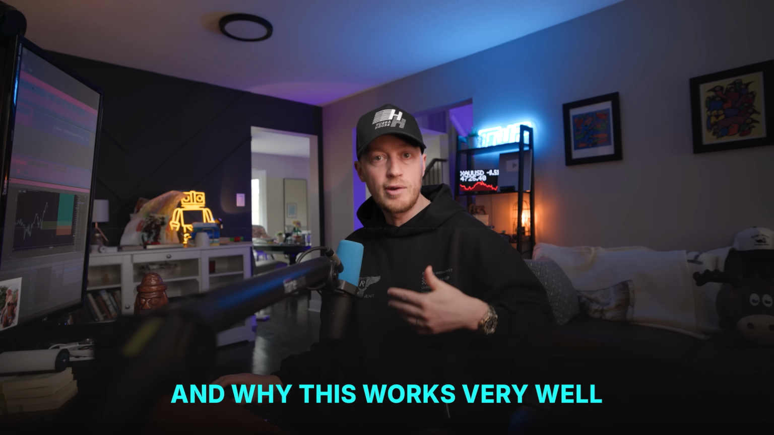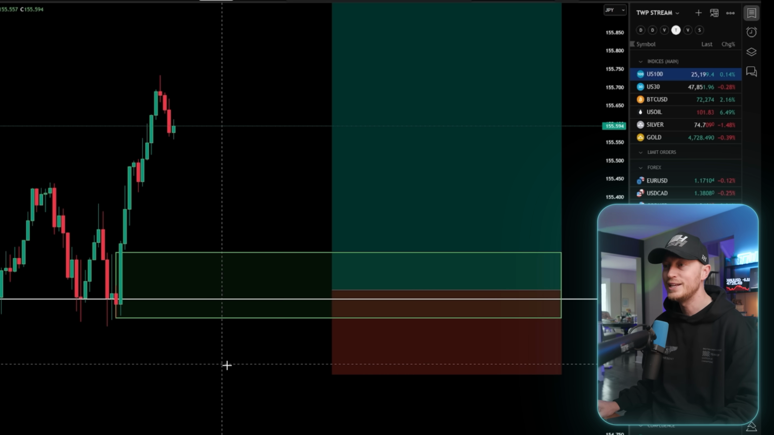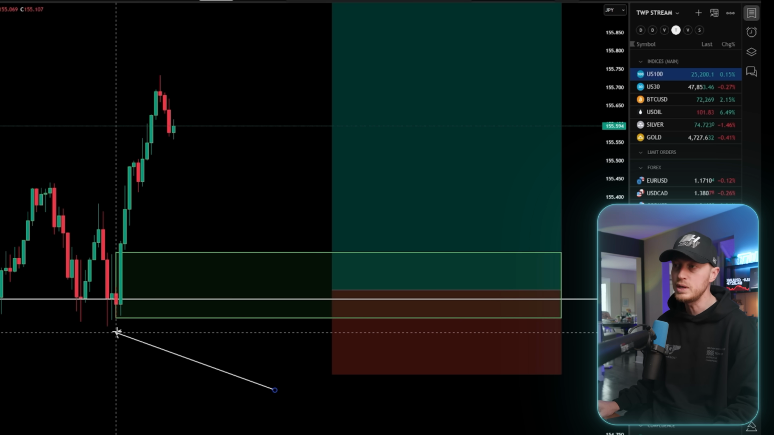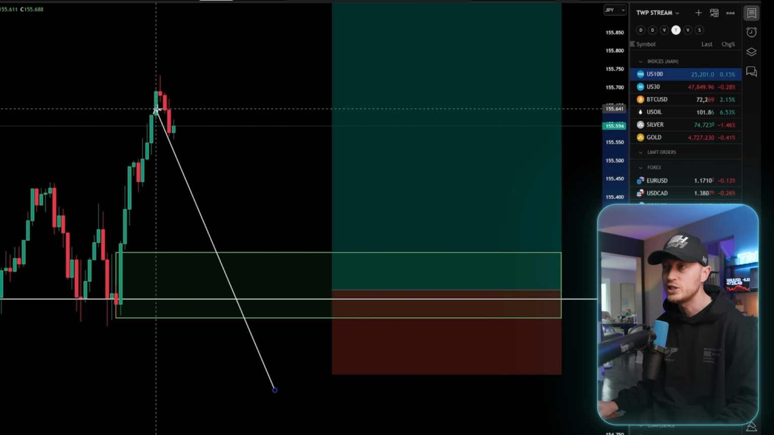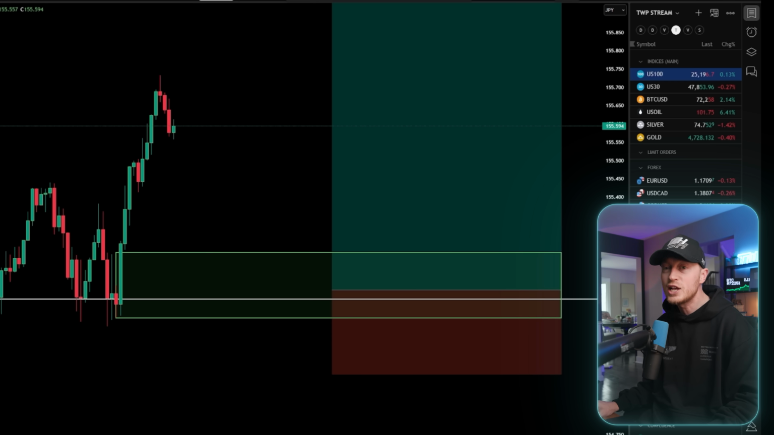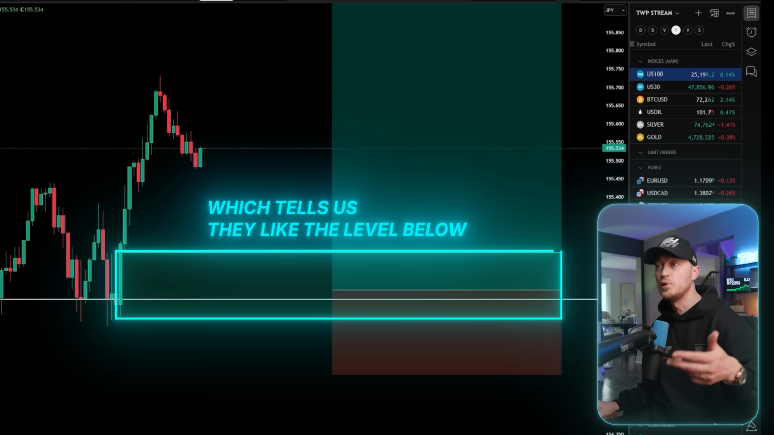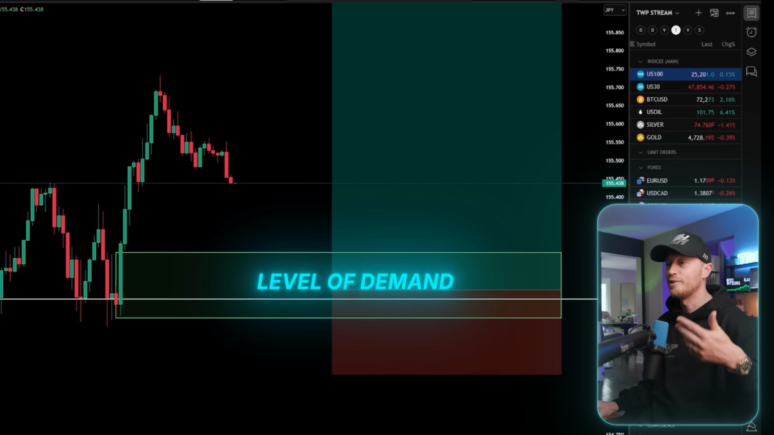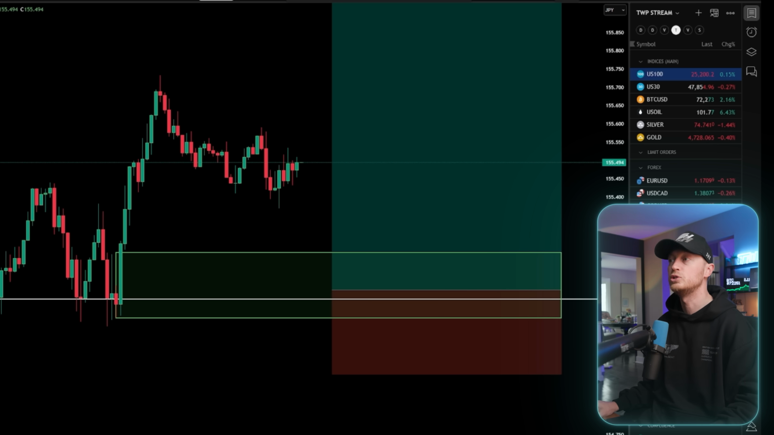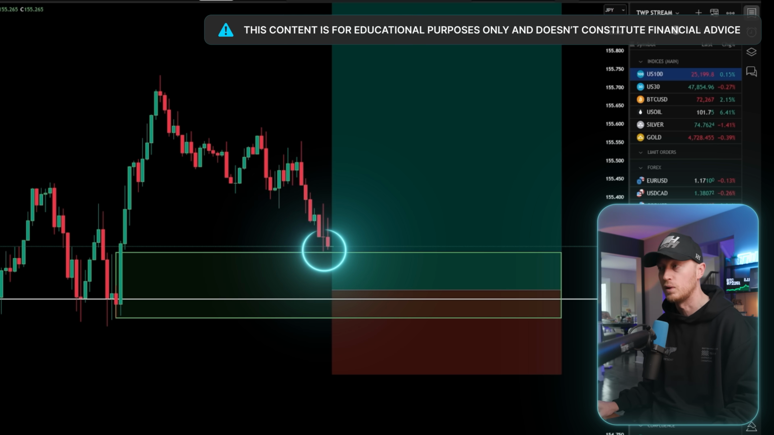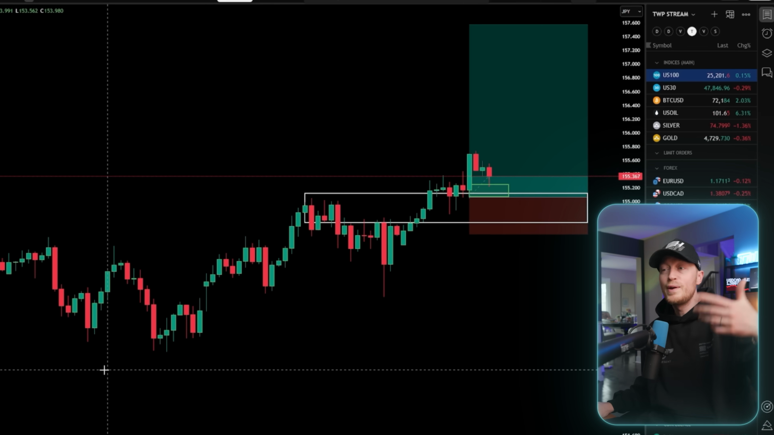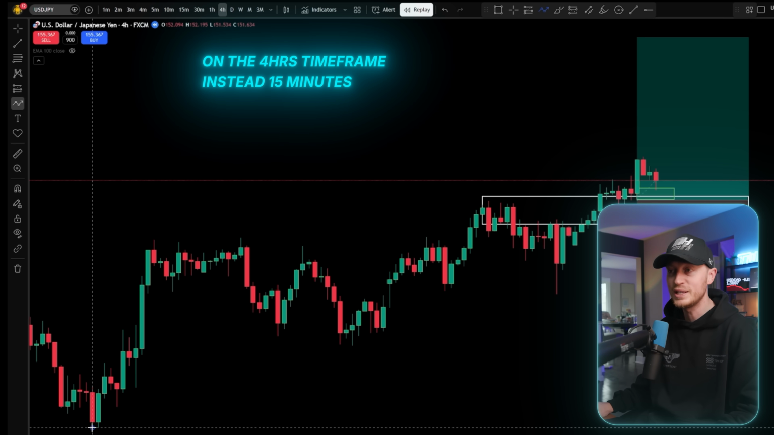Now, why this works very well and why I've used this for nearly 2 decades is because we can't push the price up like this. The price can only be pushed up aggressively like this by big institutions, banks, hedge funds, which tells us that they like the level below. They like that level of demand. They're indicating to us that that's a good price. So all I want is price to trace back to that level of demand, and this is where I could enter my trade from.